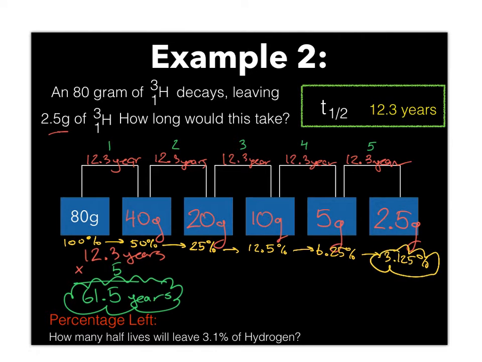So how many half-lives would it take for us to end up with 3.1% of hydrogen? And we just count 1, 2, 3, 4, 5, 6, and that answer would be we need to undergo 6 half-lives in order to get 3.1% of hydrogen left.